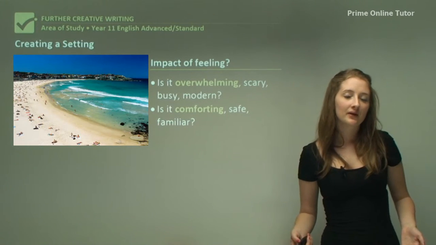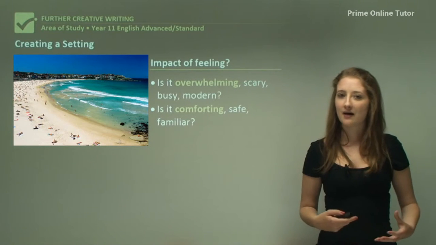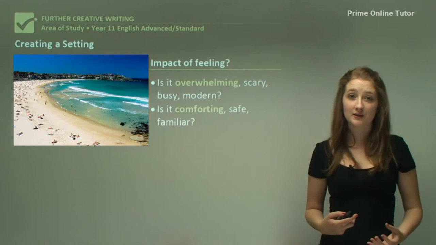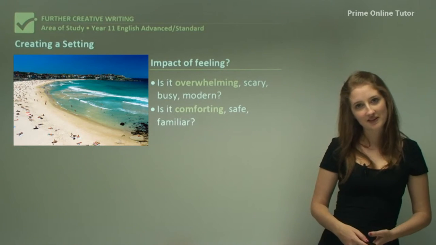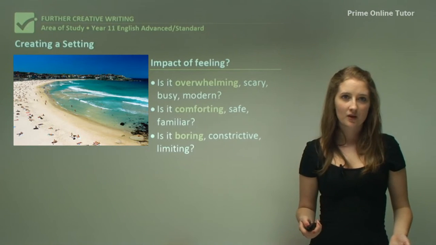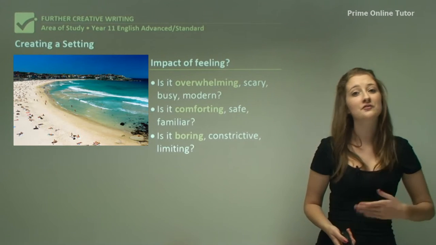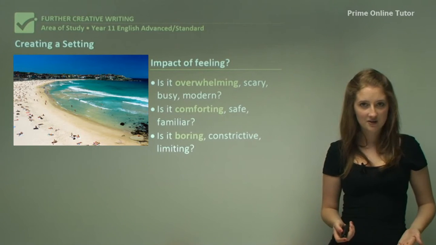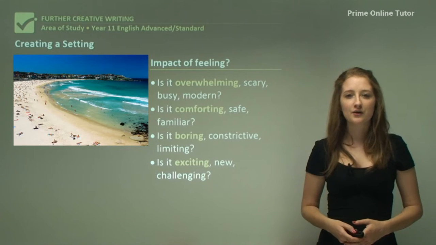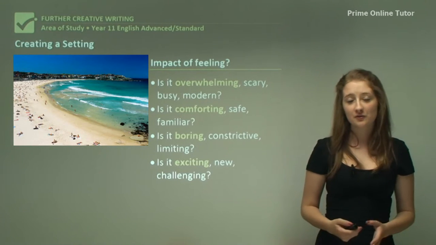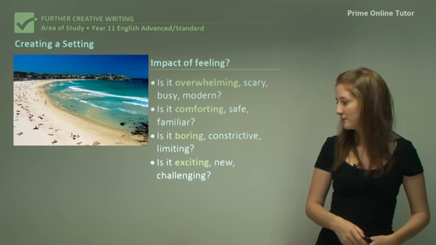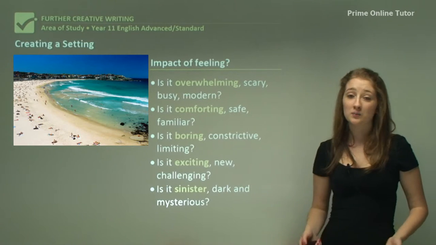So, for example, if you're looking at a story about a mother and a child reading a bedtime story and how they belong in a family unit, that could be a really interesting way of addressing that theme. Is it boring, constrictive, or limiting? For example, an office worker who feels like he doesn't belong to his artificial environment. Is it exciting, new, and challenging? For example, an astronaut who's ventured to another planet and felt like he's found belonging in something greater than his own Earth. Or is it sinister, dark, and mysterious?